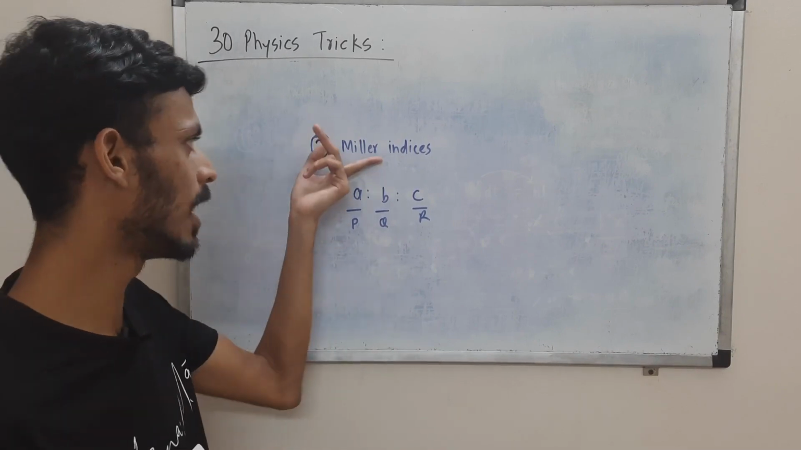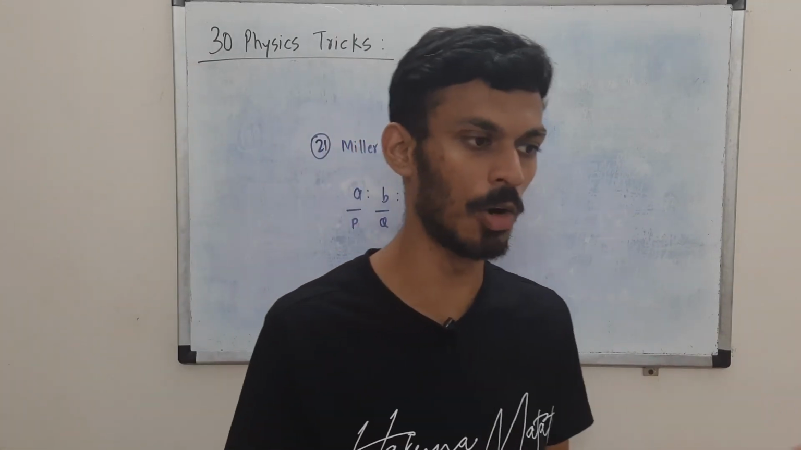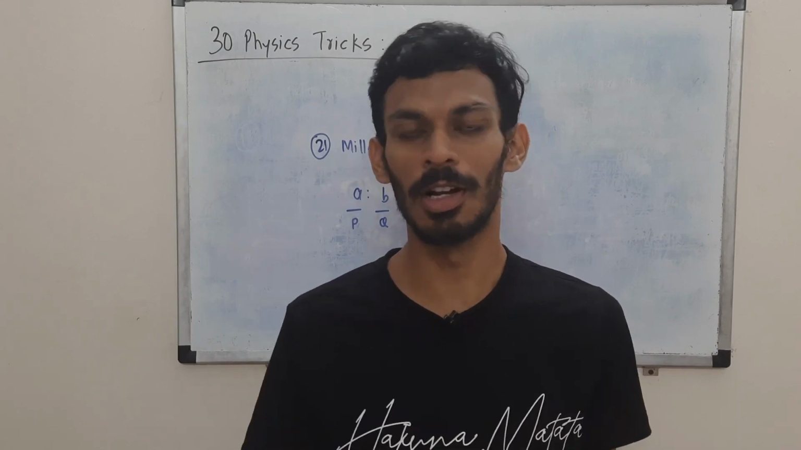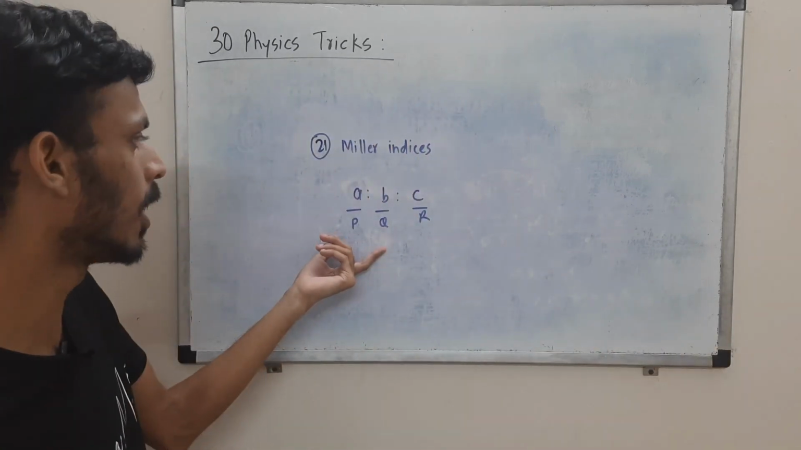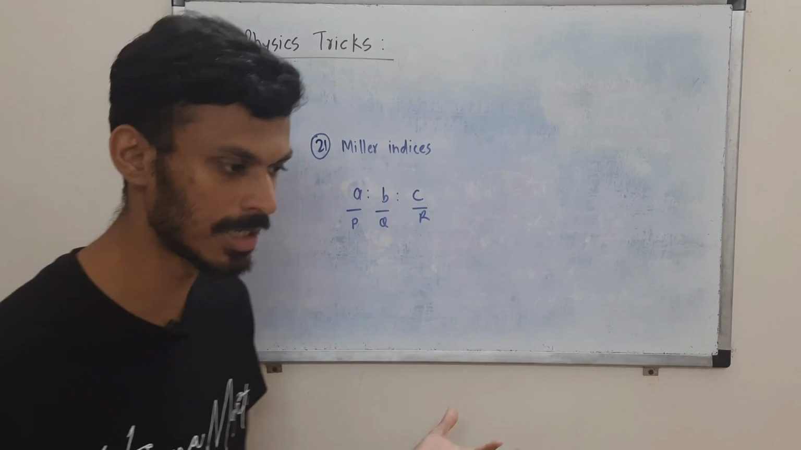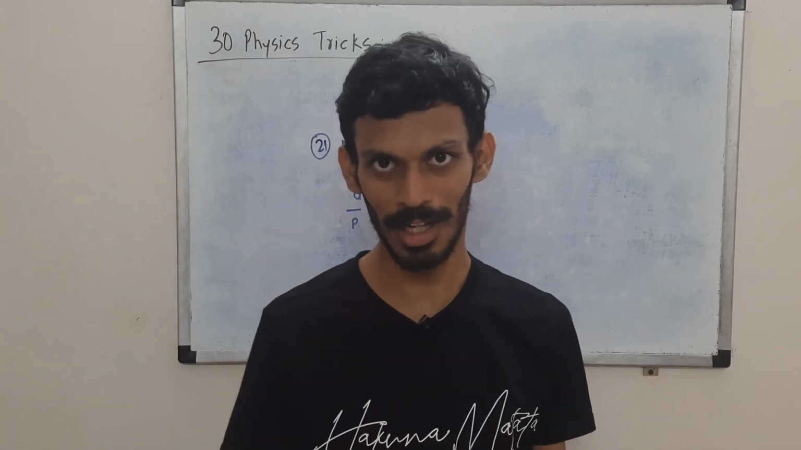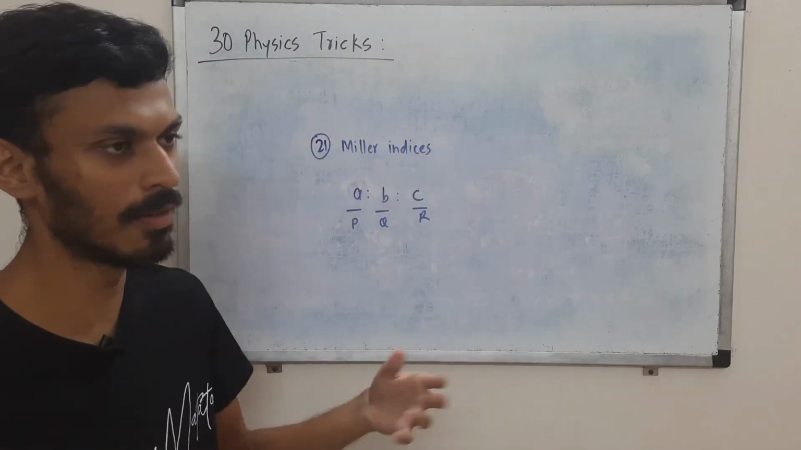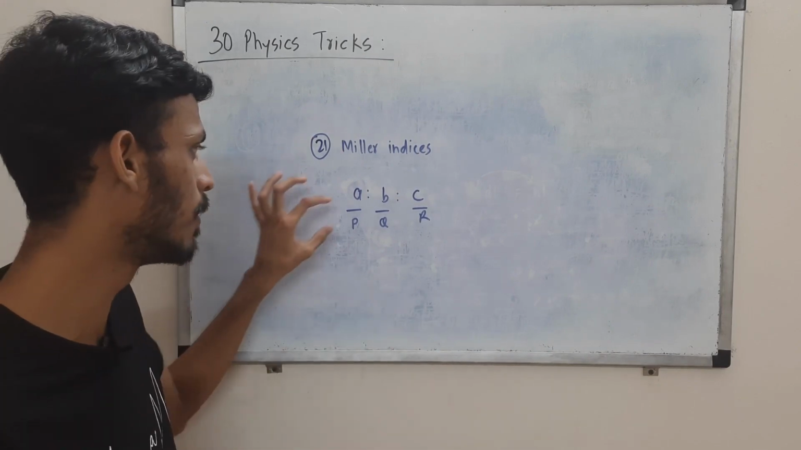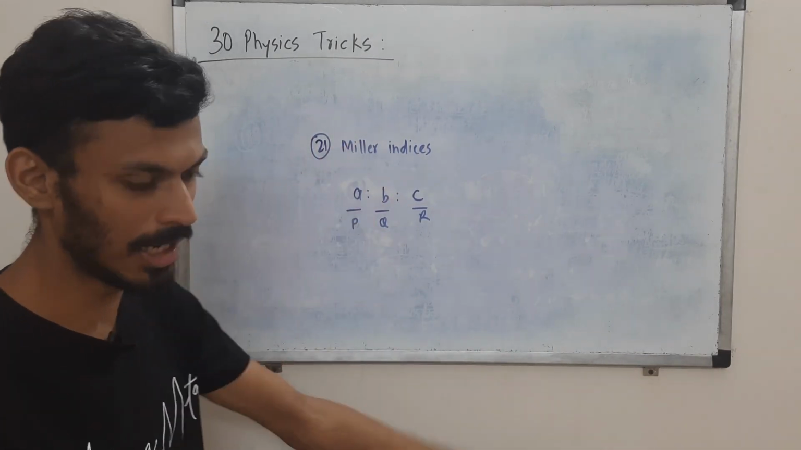One thing to remember is that Miller indices are obtained in reciprocal space. So of course the coordinates over there, which is pqr, the intercepts, will be in the reciprocal. It's in the reciprocal space, so pqr will come in the denominator. So you take a by p, b by q and c by r and take their ratio.